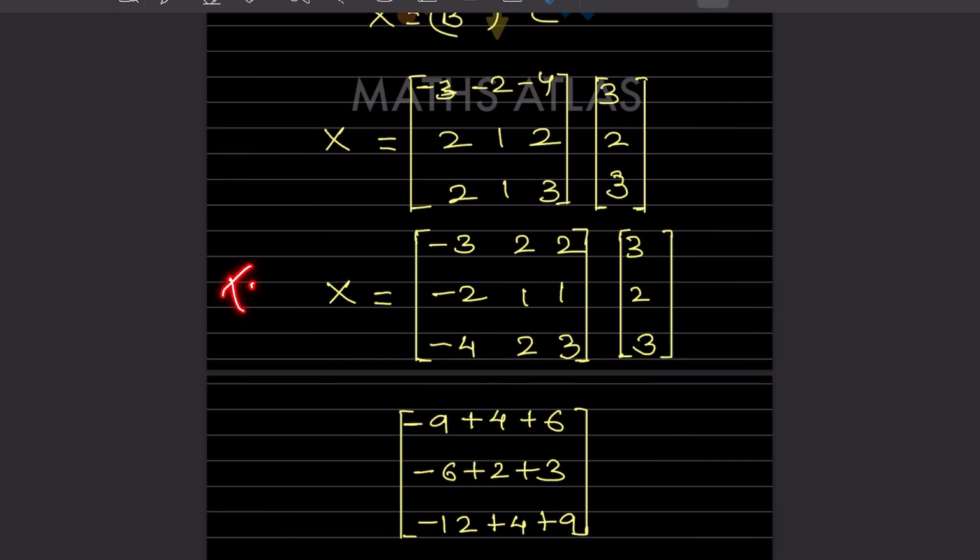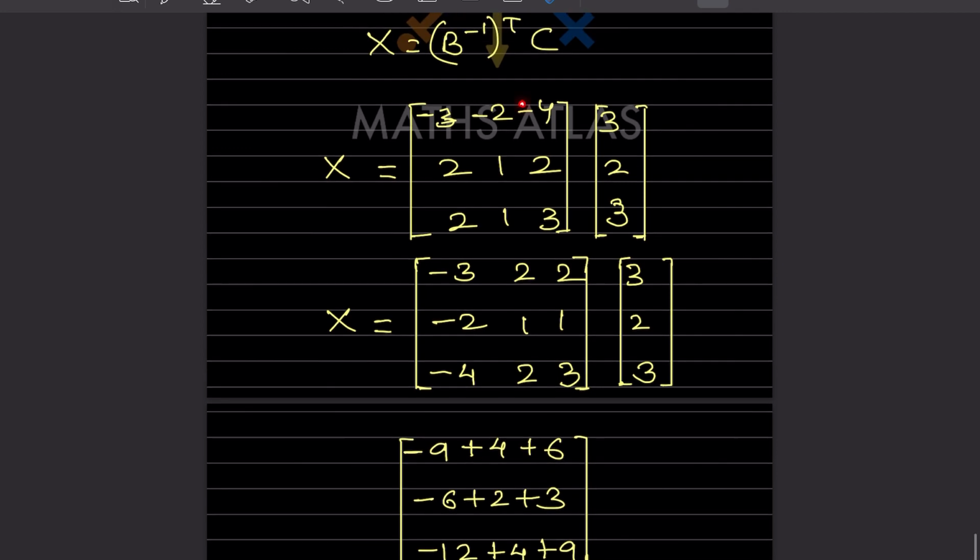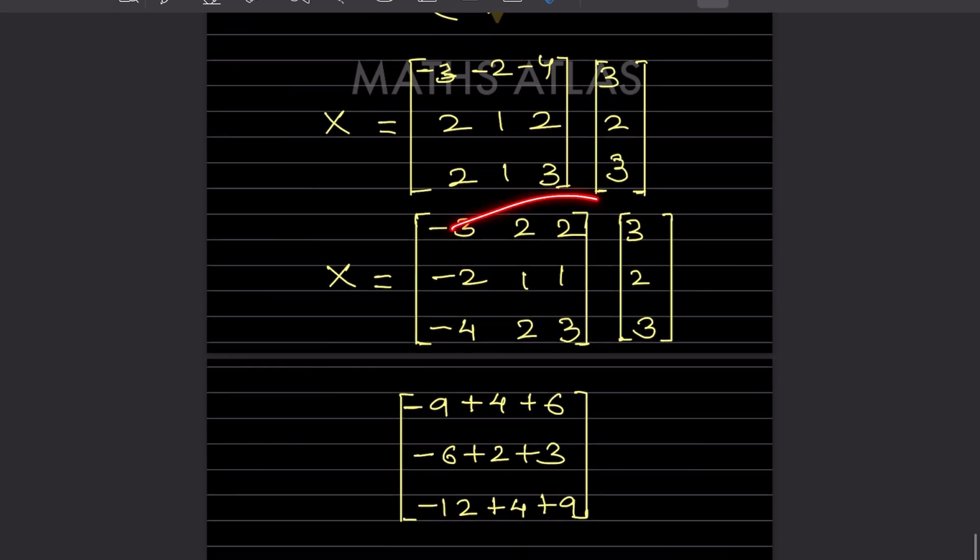So we want the transpose of this one. Okay, so this is the transpose of this one. Now we are going to multiply this. So minus 9 plus 4 plus 6. Then this is minus 4. Then this into this is going to be minus 6 plus 2, and this is plus 3.